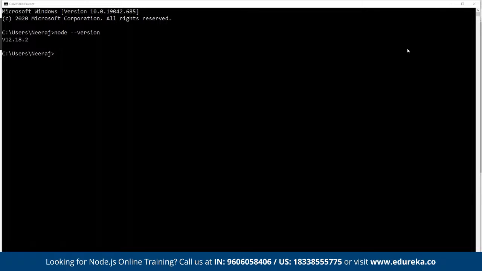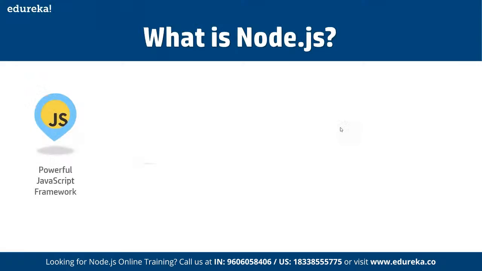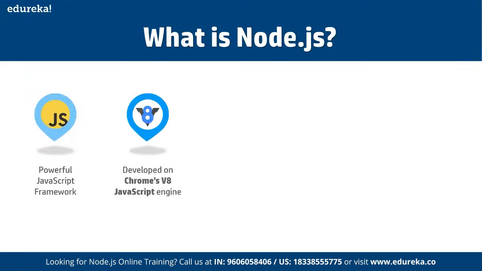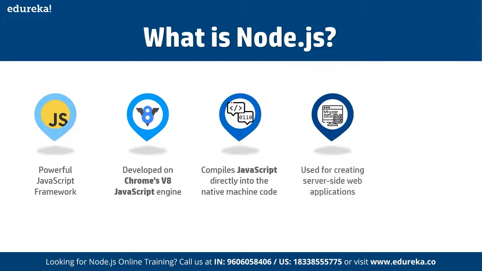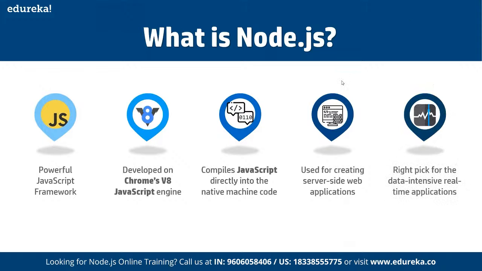Now, let's go right back to our Node.js discussion. So what is Node.js itself? Node.js is basically a web development framework. It's based on JavaScript, and it is developed on Chrome's V8 JavaScript engine. It compiles JavaScript directly into native machine code, and it is used for creating server-side web applications, making it the right pick for data-intensive real-time applications.